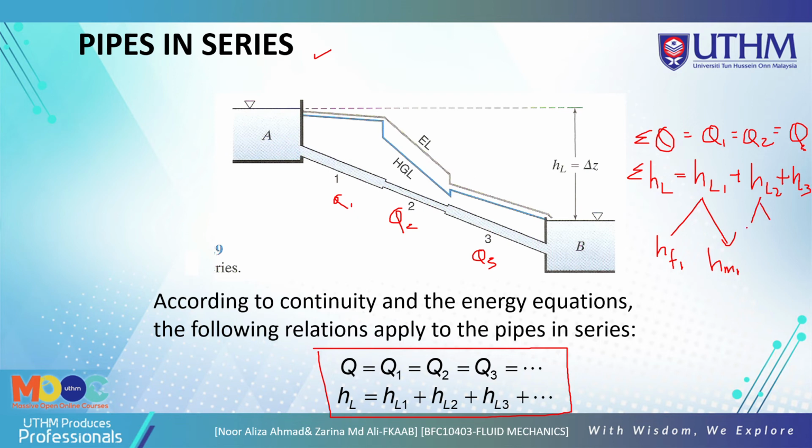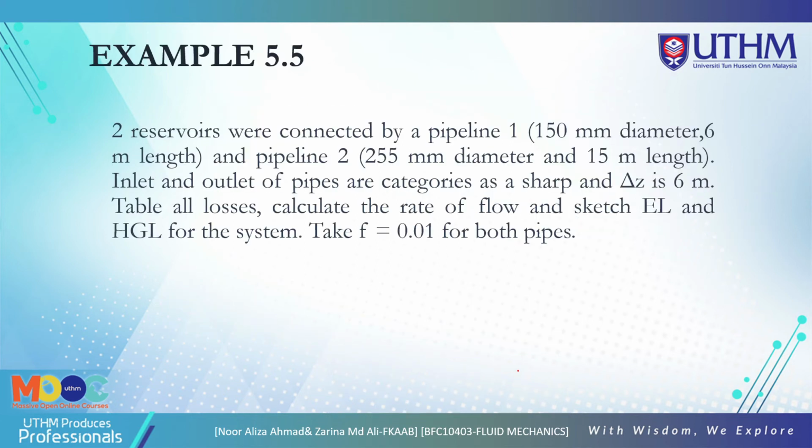So soalan sama lah, sebab dia must include. Tapi kena baca soalan betul-betul lah. So in questions, maybe they just mention neglect minor losses. So neglect minor losses, no HM lah. Kalau dia tak ada mention, so must include HF and the HM. So HL is HL1 plus HL2 and HL3.